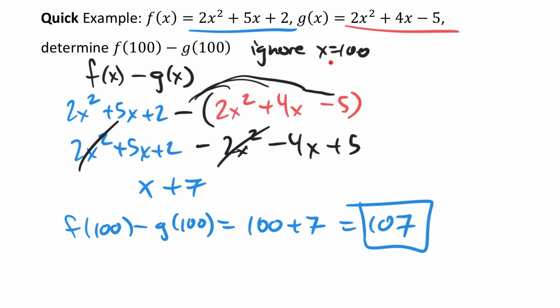Instead of plugging in the 100 first, we can leave it as an x, we can do the subtraction, and then once we have our simplified form, which will always be easier, even if it's not this easy, where it's just x plus 7, it will always be simpler than what we had, and then we can plug in the x. And the fun thing about this is you don't have to just have f of x minus g of x. You can do this for all sorts of different things between the f and the g.